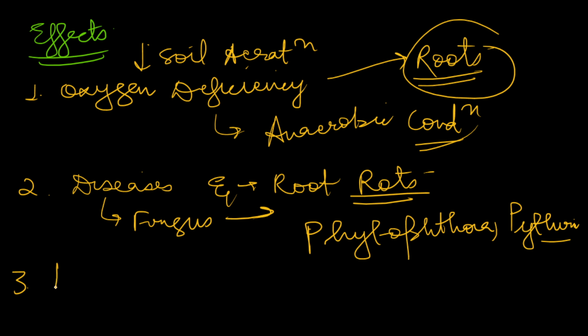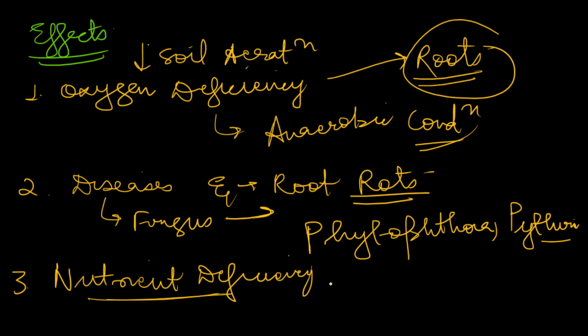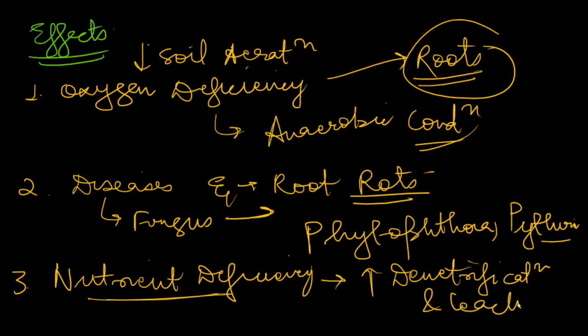Next is nutrient deficiency. What happens due to waterlogging and the leaching of water? There is a chance of high denitrification and leaching, which can lead to nitrogen loss. There could be other issues such as iron and manganese toxicity. Okay, iron and manganese toxicity can also happen. So nutrient problems start occurring in soils.